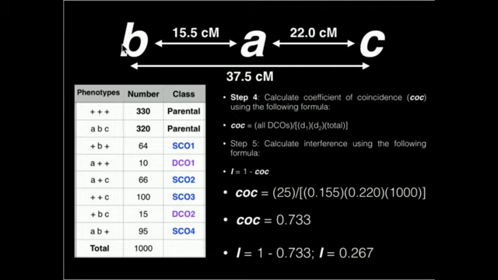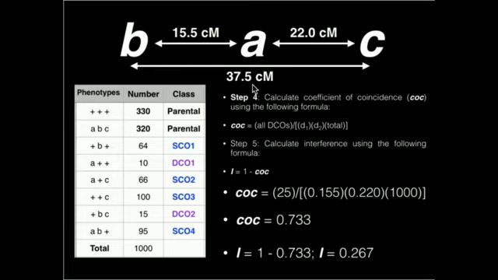So I know my gene order is BAC. I know the map distances. They are 15.5 centimorgans and 22.0 centimorgans respectively. I can also calculate the total distance between B and C. Sometimes they may ask you to do this. You simply just add the individual map distances together, and when I add 15.5 plus 22.0 centimorgans, I get 37.5 centimorgans. Okay?